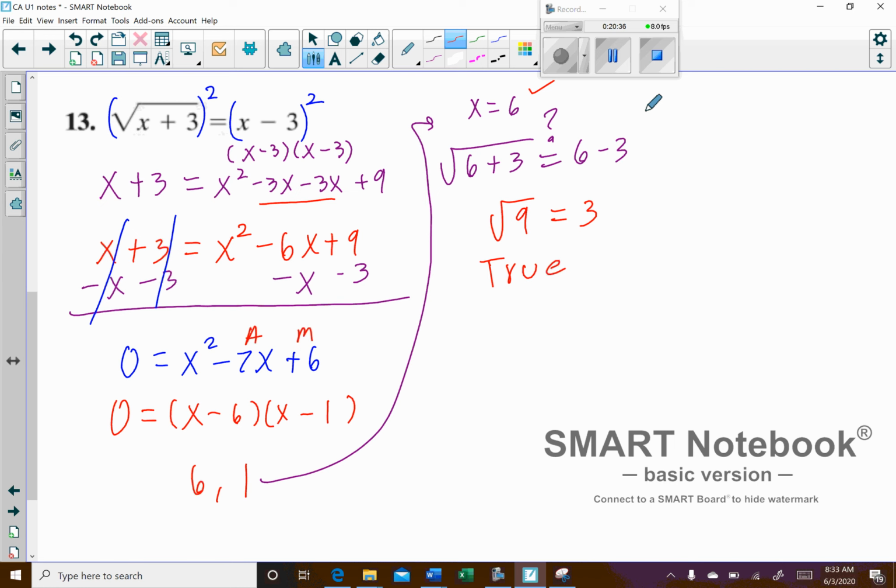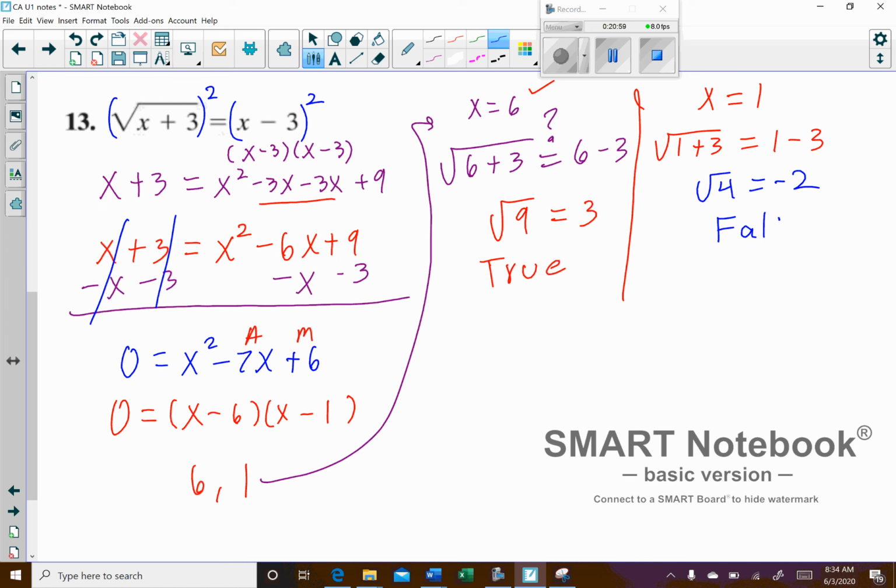Okay. Now, like I said, a lot of times one works and the other one doesn't work, but that's not always the case. So we'll be careful and make sure we check each one. So x equals 1. So let's see, we have the square root of 1 plus 3 equals 1 minus 3. So we're going to get the square root of 4 equals negative 2. Nope. False. And so what we'll want to do is make sure we don't include that as part of our solution set. So I guess we got the same answer again, so just 6.